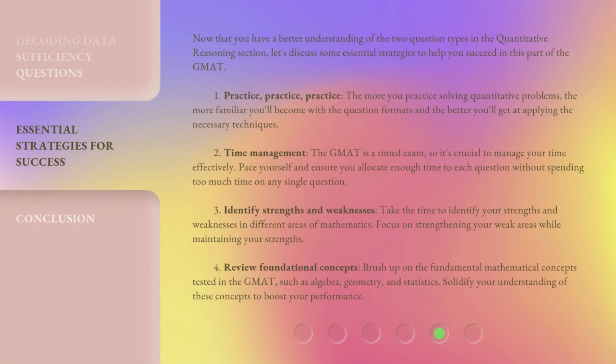Now that you have a better understanding of the 2 question types in the quantitative reasoning section, let's discuss some essential strategies to help you succeed in this part of the GMAT. 1. Practice, practice, practice. The more you practice solving quantitative problems, the more familiar you'll become with the question formats and the better you'll get at applying the necessary techniques.